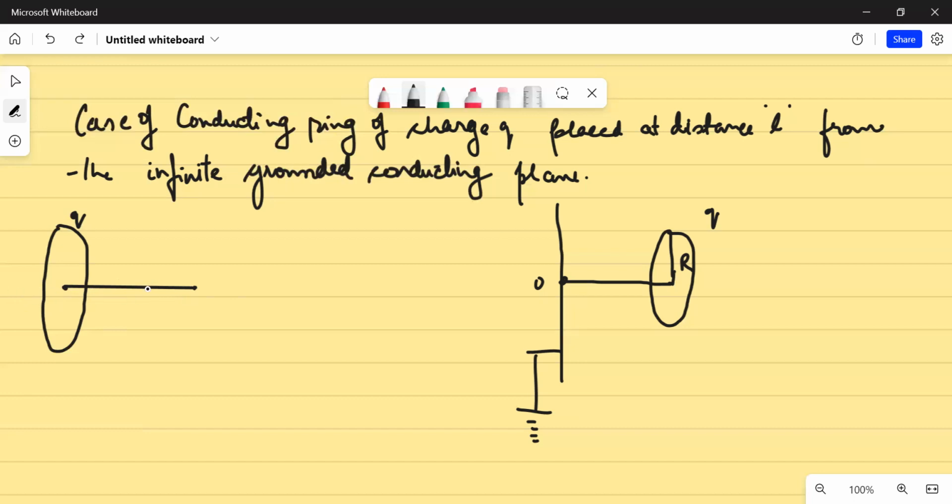Point number one. Point number two: you can also find that at any general point it will not be a stable equilibrium point. Only along the axis it will have a stable equilibrium. So it is not that Earnshaw's theorem has become invalid. It is just that Earnshaw's theorem is a valid case only for three dimensions.